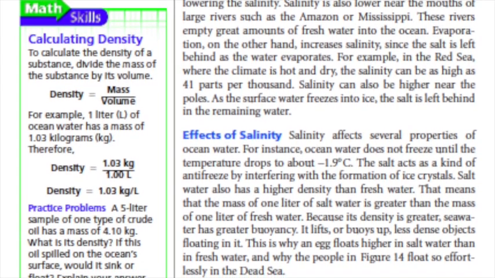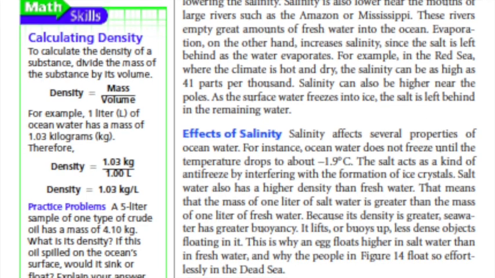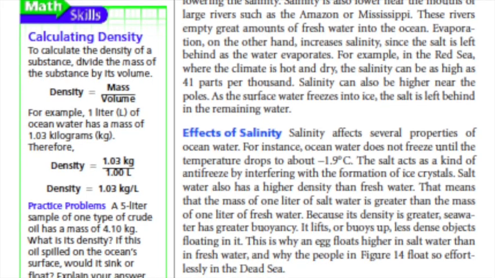Reading checkpoint. Why does salt water have greater buoyancy than fresh water?